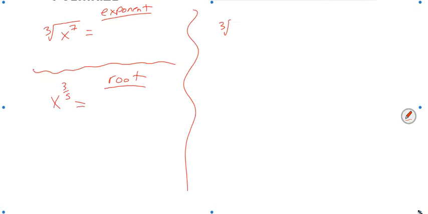Let's go with the cube root of 8 to the 4th. And let's go with 16 to the 3/2, okay? So take a minute, try all 4 of these. Again, the first 2, you're just converting to the opposite format. There's nothing for you to evaluate there. And on the other side, I want you to evaluate and simplify as much as possible.